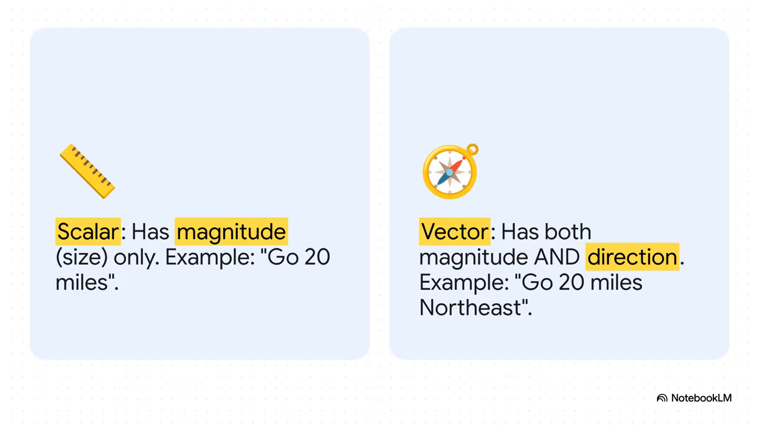Okay, so this is really the core difference right here. Look, if I tell you, hey, go 20 miles, what's your first question going to be? 20 miles where? Exactly. That first instruction is what we call a scalar. It's got magnitude, the size, the 20 miles, but zero direction. But if I say go 20 miles northeast, well, now you've got a complete instruction. You've got the magnitude, 20 miles, and you've got the direction, northeast. And that is a vector.